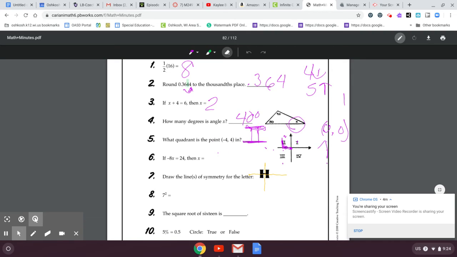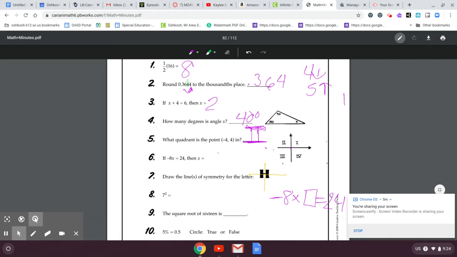Okay. So number 6, we have -8 times what is 24? Remember, when a number is next to a letter, that means we're multiplying. So negative 8 times what equals a positive 24.